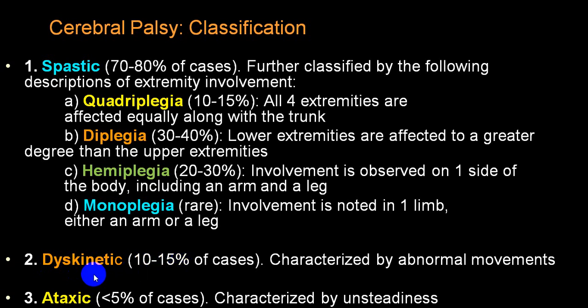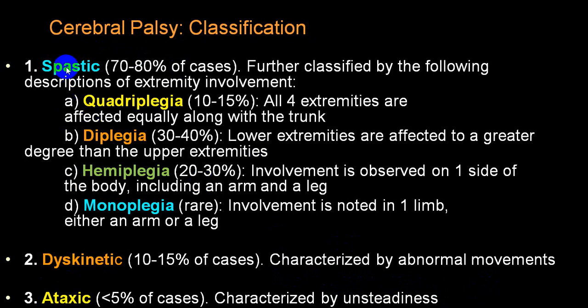And if there is an involvement of the cerebellum, which is less than 5% of the group, the person will have ataxic type of palsy. It is characterized by unsteadiness, ataxic gait, and cerebellar signs. That will be ataxic cerebral palsy, which is because of involvement of the cerebellum. These are the three main common groups which you can come across.